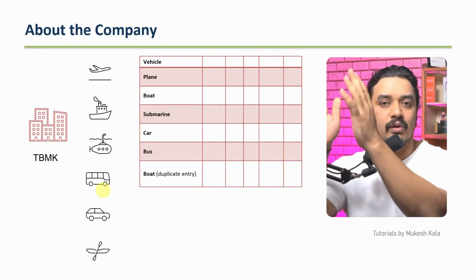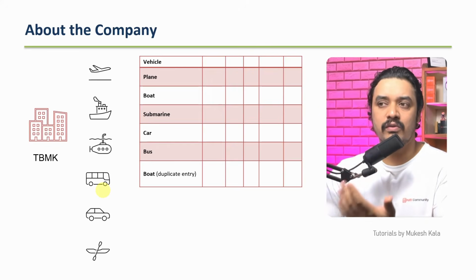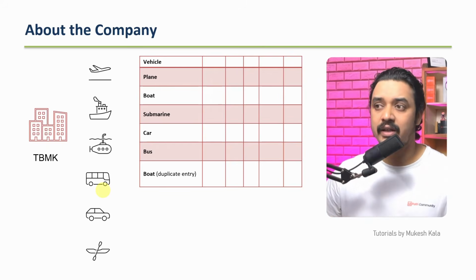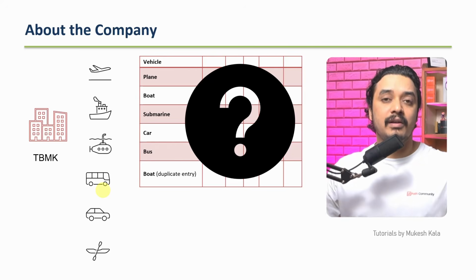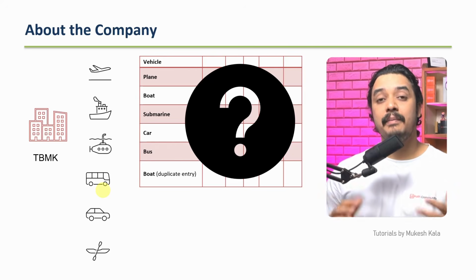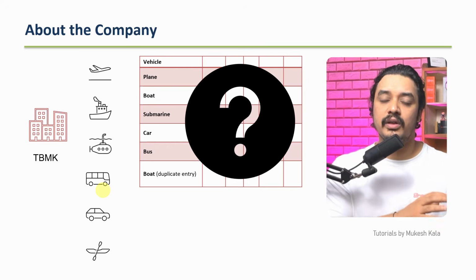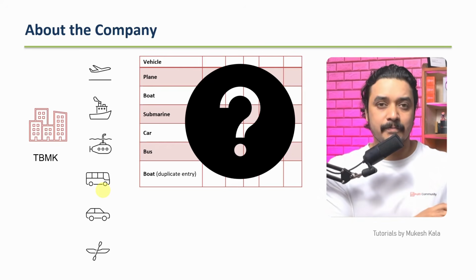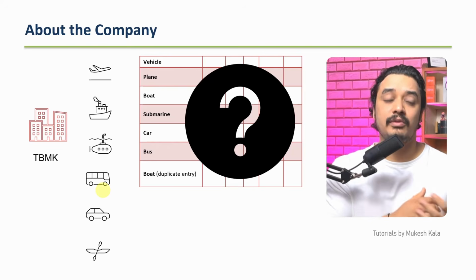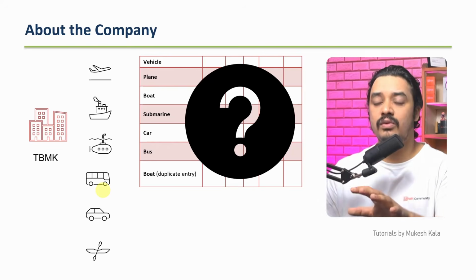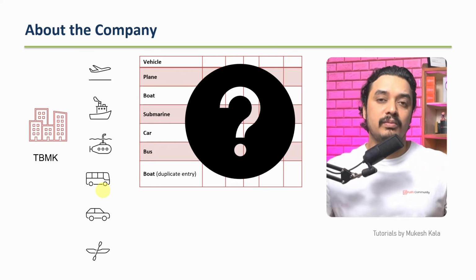We would have all the categories like plane, boat, submarine, car, buses. The boat would be a duplicate entry, and so on. Now the question is, how would a developer do that? I believe most of you understand what a database is, so I'm not going into the basics. Let's understand, if I go by the traditional concept of databases, how would I plot this company information into my database?